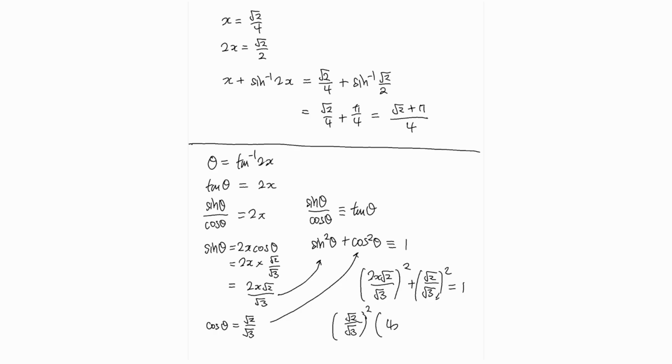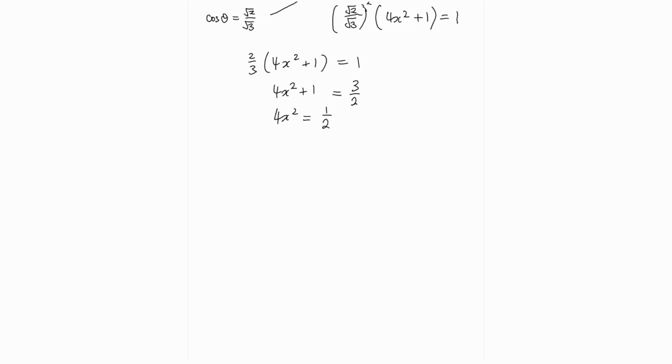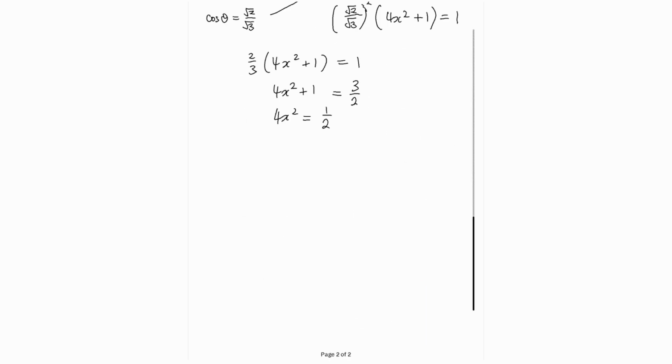So then we get this, because we square 2x, right? And then the other one will just be 1. So then we get 2/3 of 4x squared plus 1 is equal to 1. You get 3 over 2 is equal to 4x squared plus 1. This means 4x squared is equal to a half by subtracting 1 from both sides. Then we arrive at the same point as before, as you can see. So we arrive at this point here. Then we just get the same answer.